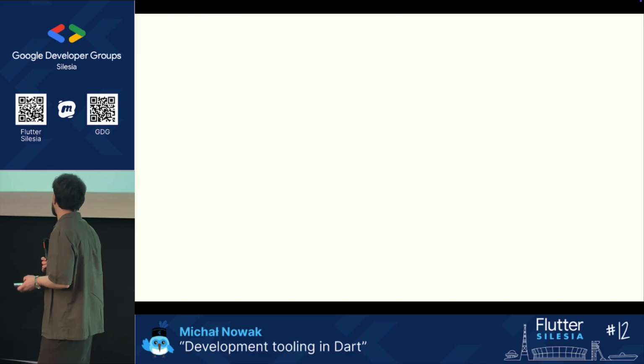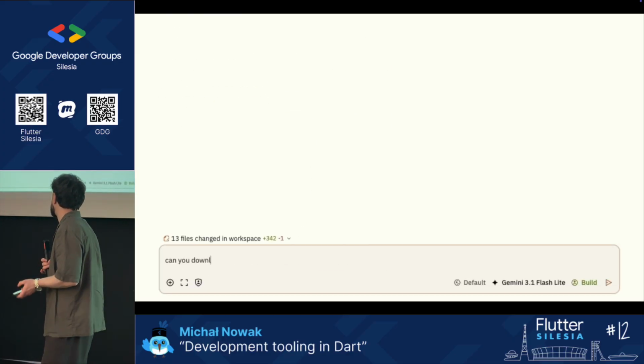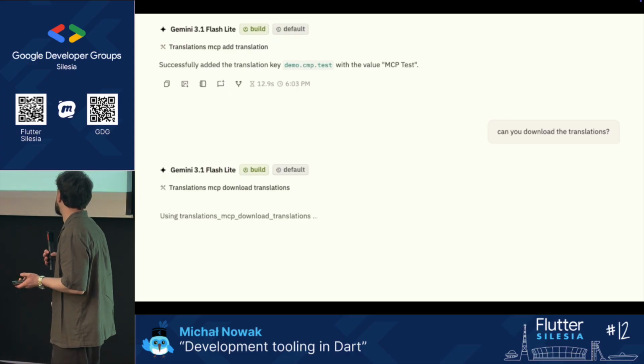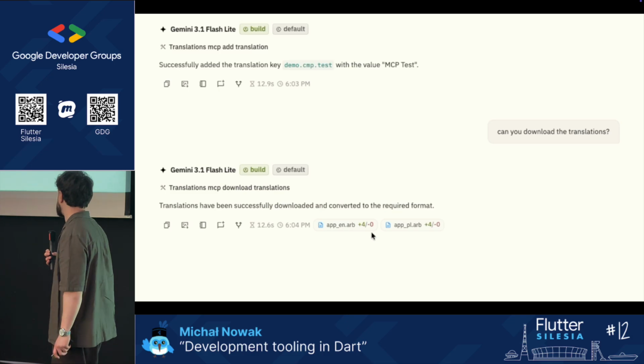Yeah, here after giving it some prompts, it just figures out to call the MCP and add the key, and then it can download the translations for us.